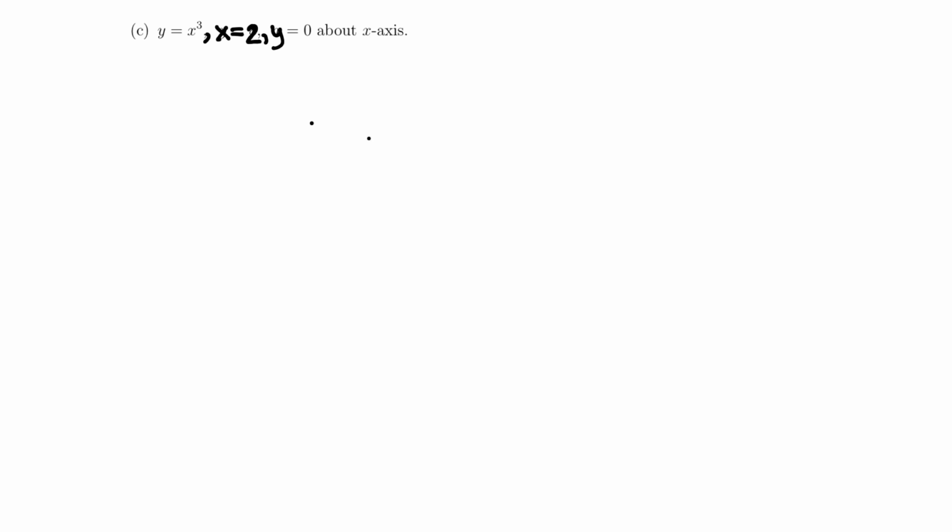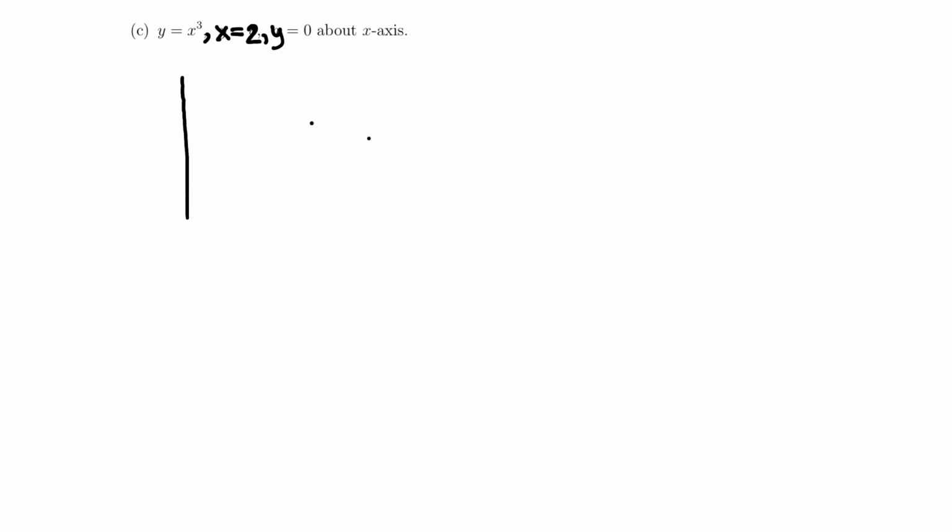So this time we're going about the x-axis. I want the solid of revolution generated by taking y equals x cubed, x equals 2 and y equals 0, that region, and rotating it about the x-axis. Did we do this last time? I don't think so. Okay, good.